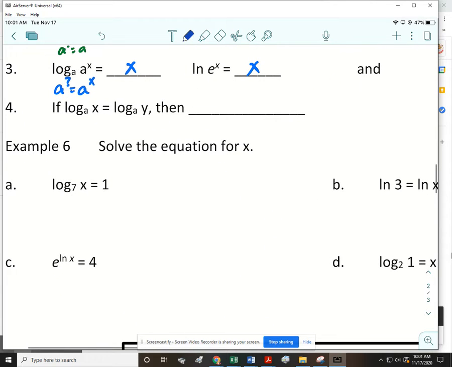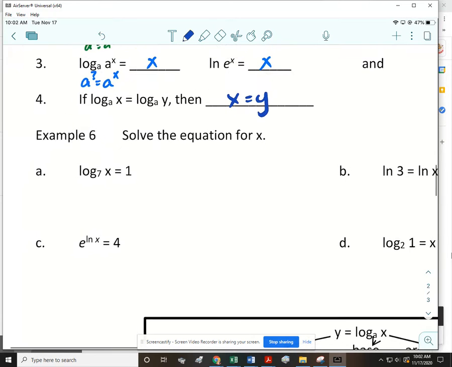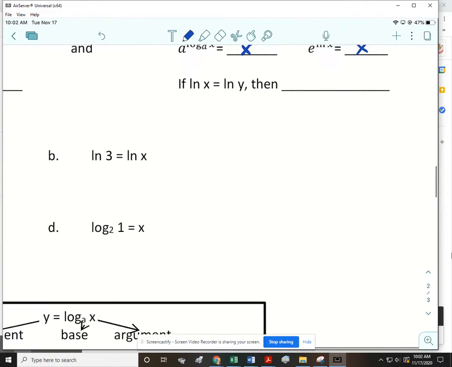All right, so let's look at the last one. These involve equations, so this is something we'll do later too. But if we have log base a of x equals log base a of y, then that means that x has to equal y. And then same thing on the natural log. If natural log of x equals natural log of y, x has to equal y.